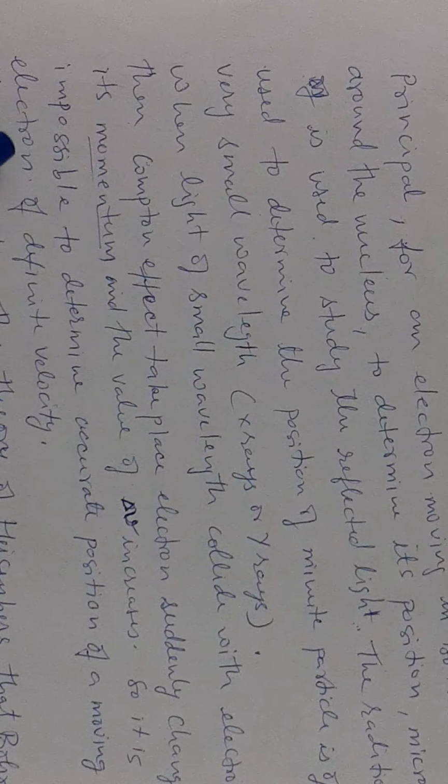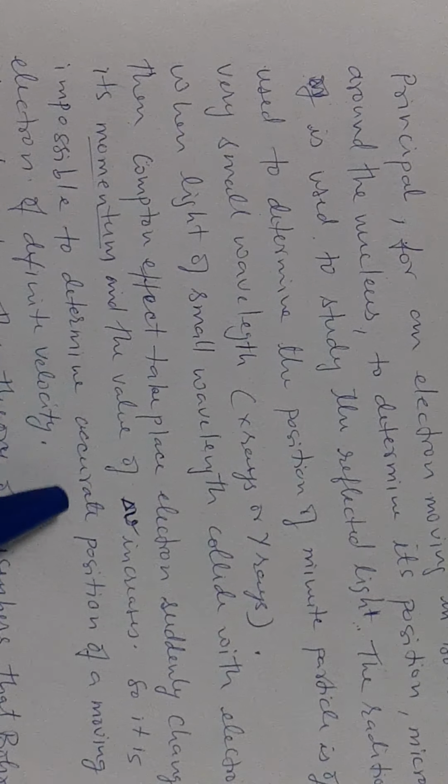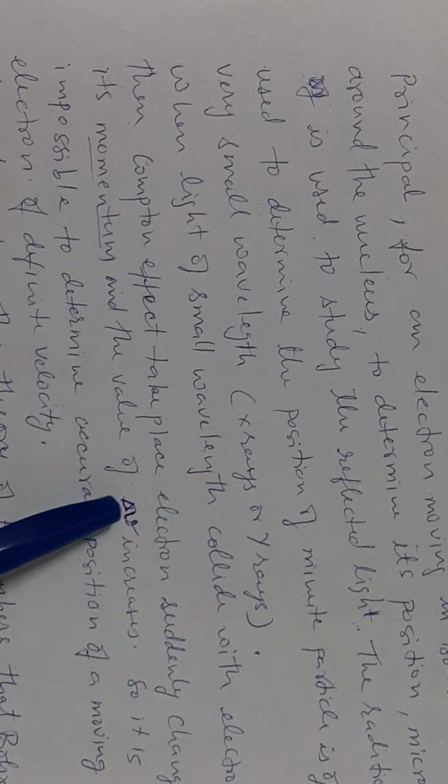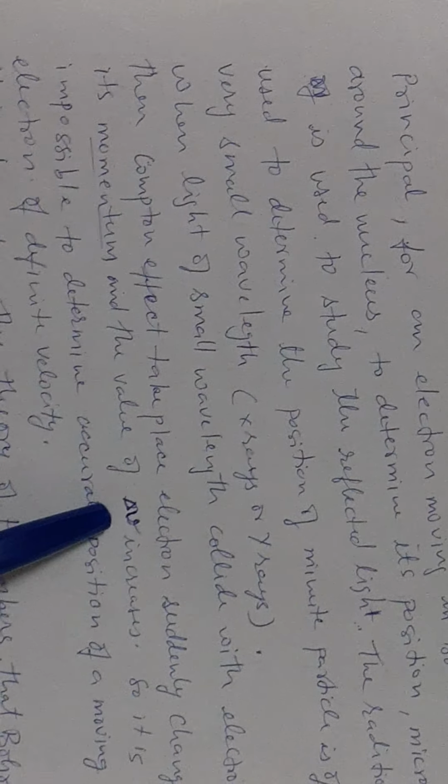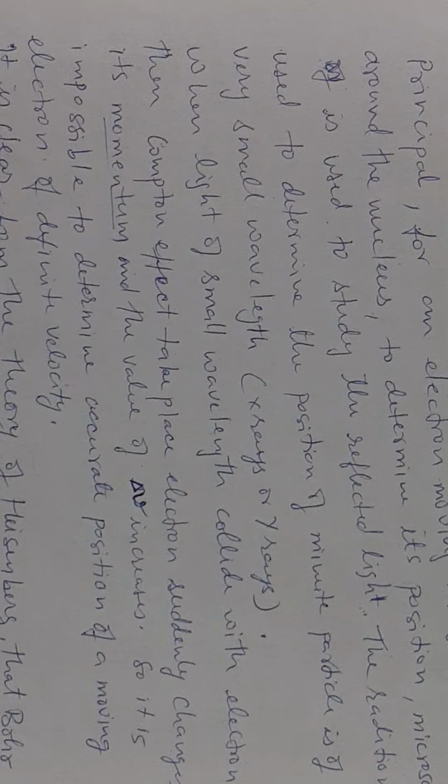So if we find out the accurate position of a moving electron, then its velocity changes and the value of delta v increases. It is clear from the theory of Heisenberg that Bohr's assumption was not correct, that an electron rotates in a definite orbit with a definite velocity. Heisenberg said that it is not possible to find out both the velocity and position with certainty.